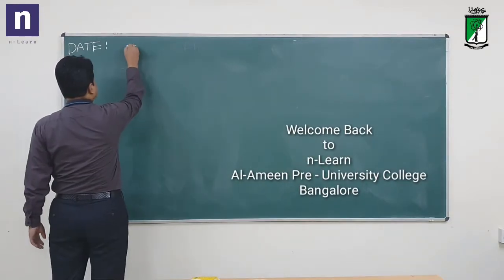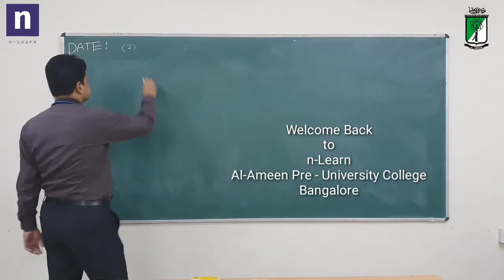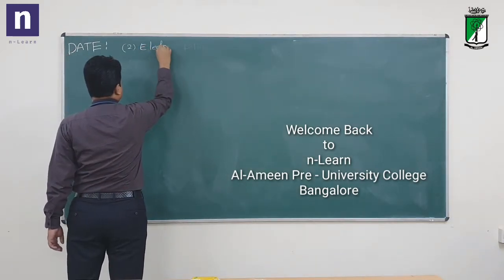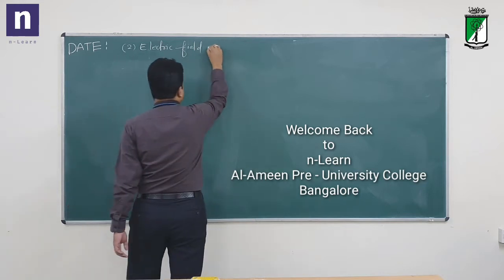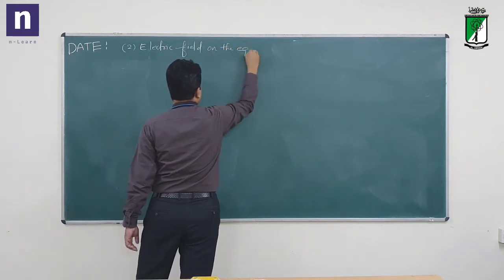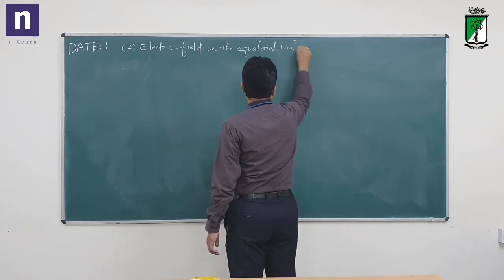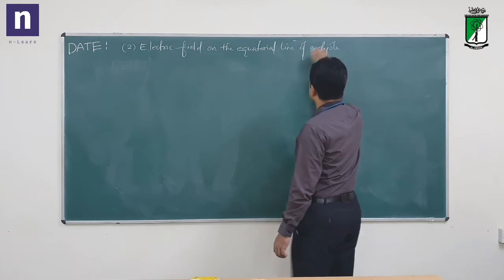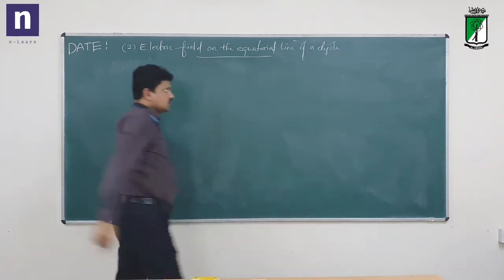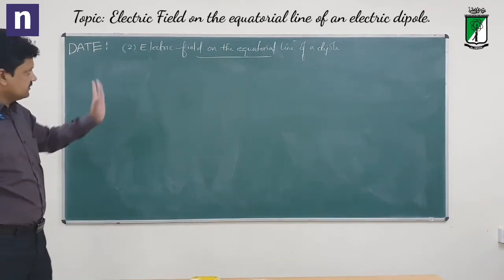Now let us take case 2: electric field on the equatorial line of a dipole. So let us consider an electric dipole and find the electric field at a point on its equatorial line.